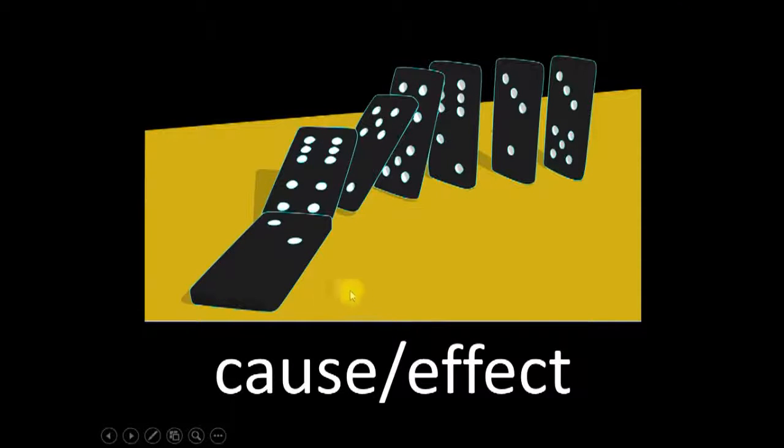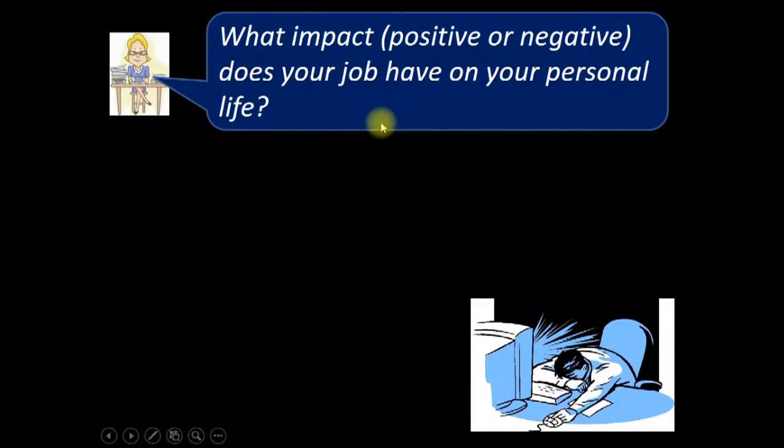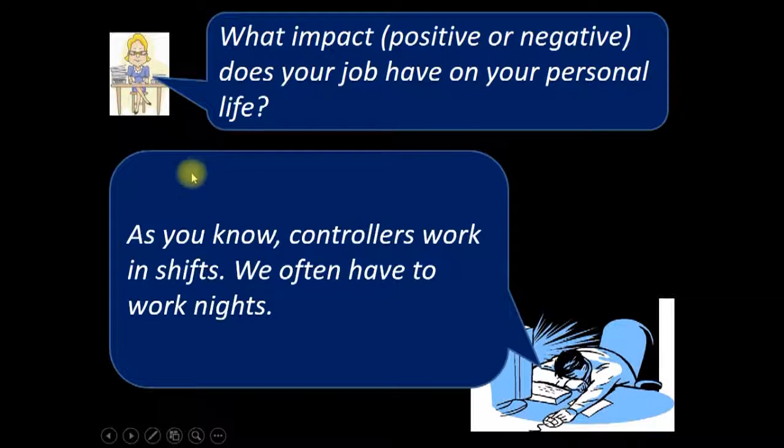Our next function is cause and effect. Often one thing can cause the next thing, and this can cause the next thing. For example, if the examiner asks, what impact, positive or negative, does your job have on your personal life? You might say, as you know, controllers work in shifts. We often have to work nights. This is a cause and effect relationship. We work in shifts, and the effect is have to work nights.